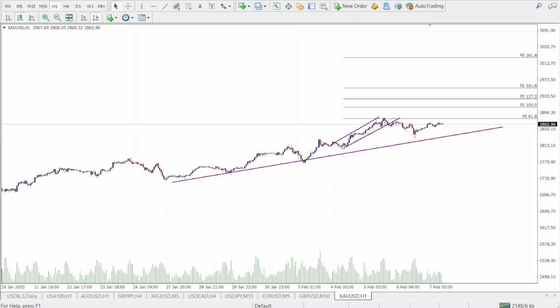Now, Fibonacci levels are not magic lines, okay? They work best when combined with other technical tools. So here's how to use them effectively. Wait for a confluence. All right, it's important. The strongest Fibonacci levels align with support and resistance zones, trend lines, or candlestick patterns. So it's important to wait for confluence, and then look for reversal candlestick patterns.